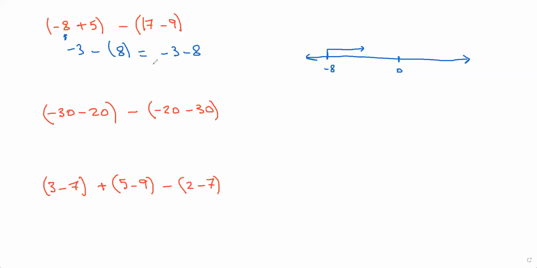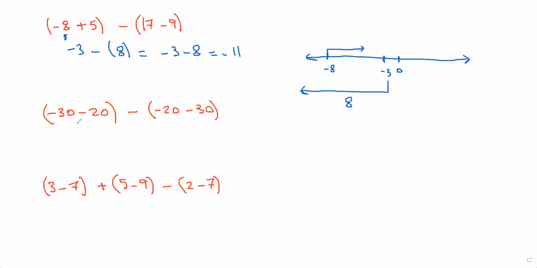minus 8. I don't like the brackets there. If you're sitting at negative 3 right here, because you're minusing, you're going 8 this way. So to the 3, you're adding the 8, but in the negative direction, and you're going to get negative 11 right there.